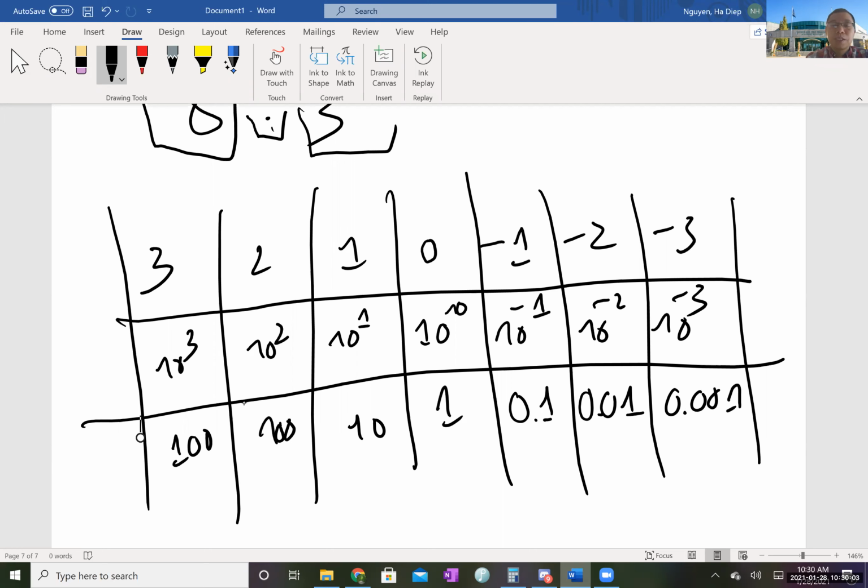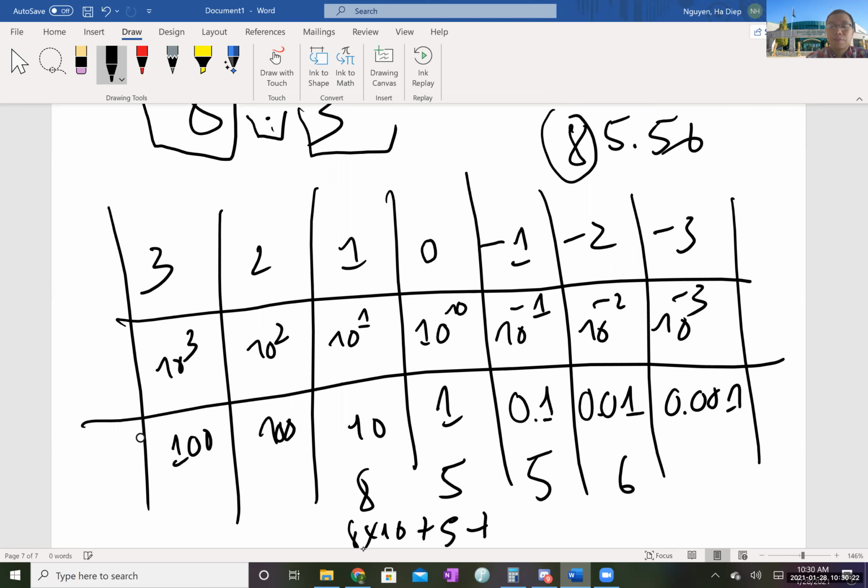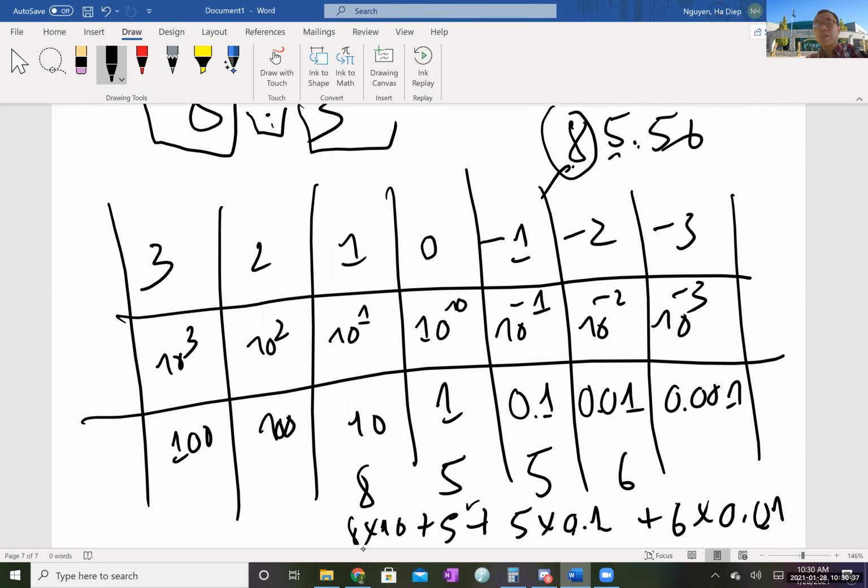So now think about if we want to represent the number 85.56. You have the 8 in the tens place, the number 5, and then 5 and 6 after. When we convert, it is 8 times 10 plus 5 times 0.1 and plus 6 times 0.01, so you have 85.56. Okay, that is when working with the decimal.